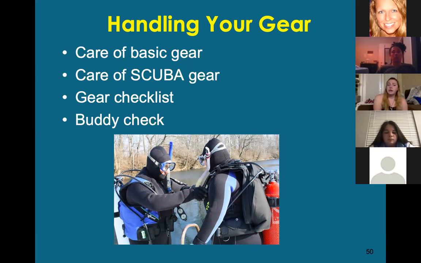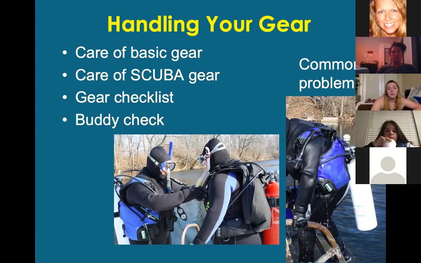Make sure you have a gear checklist. Make sure you have everything that you need before you go diving. So you don't want to be stuck on a site with no fins. So having a little checklist can help you. And then buddy checks. Your buddy is going to check you as well as an extra safety precaution, just to make sure that you didn't miss anything. And we'll go over proper buddy checks on Sunday and teach you guys how to do those.